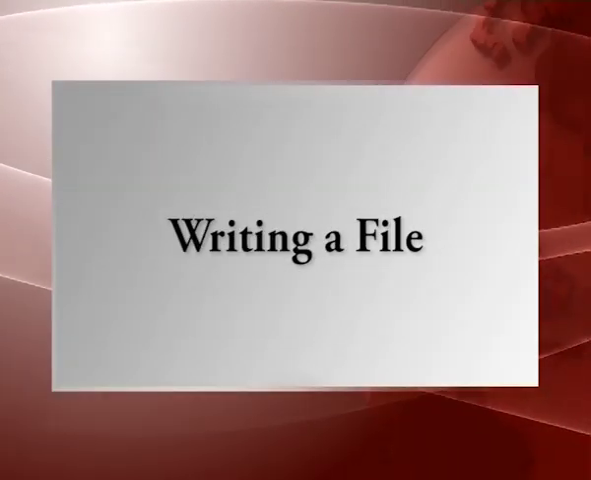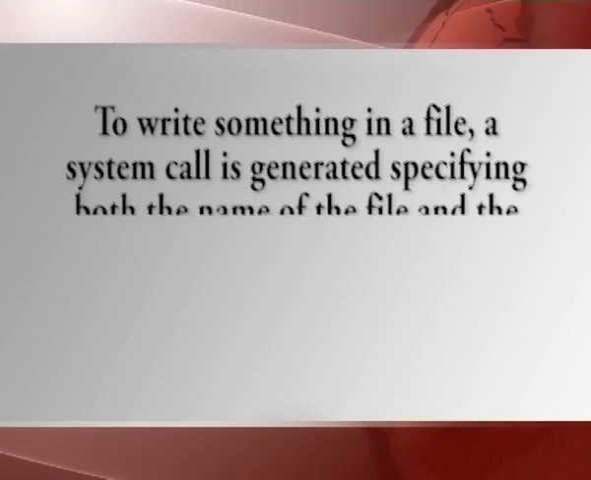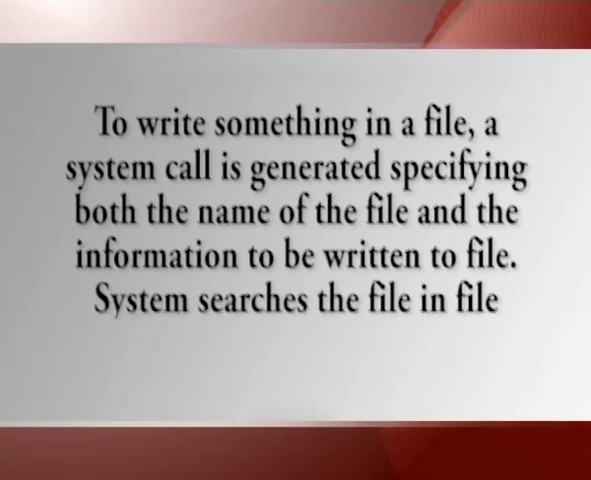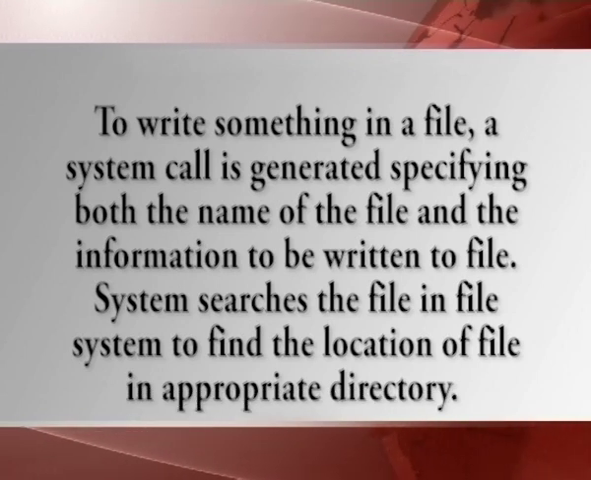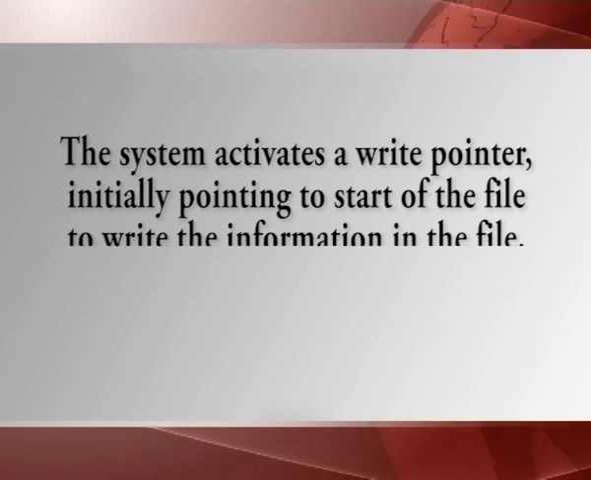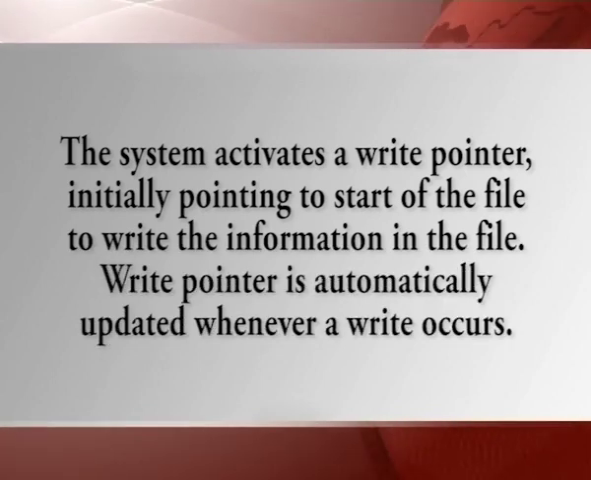Second operation is writing a file. To write something in a file, a system call is generated specifying both the name of the file and the information to be written to the file. The system searches for the file in the file system to find the location of the file in the appropriate directory. The system activates a write pointer initially pointing to the start of the file to write the information in the file. The write pointer is automatically updated whenever a write occurs.